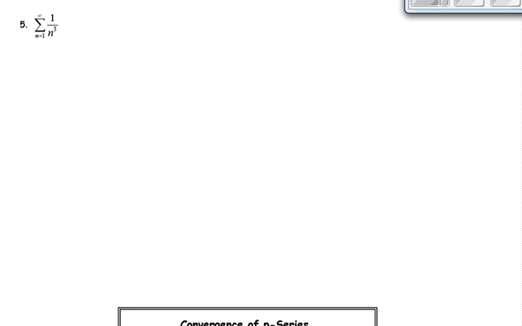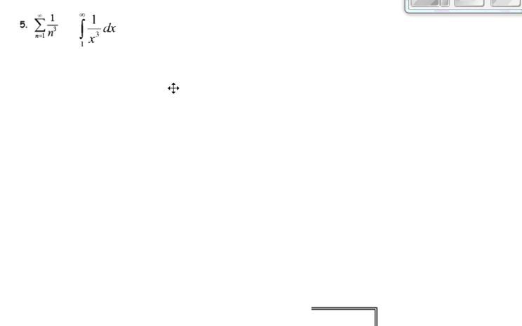Okay, so for our final example, number 5, we have the series 1 over n cubed. So that is a p-series where p is equal to 3. If we apply the integral test for this p-series, then we'll have the integral from 1 to infinity of 1 over x cubed. I'm going to go through this really quickly. Then we have the limit as b approaches infinity.